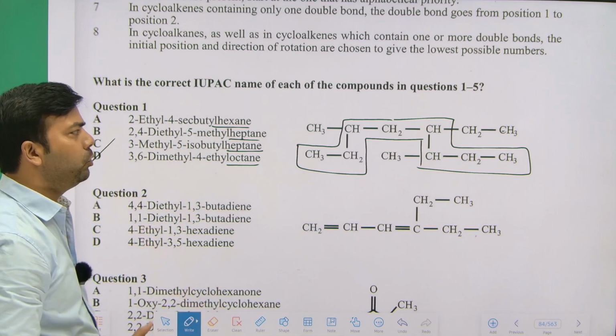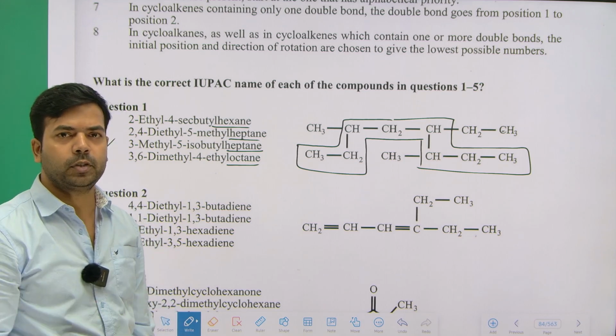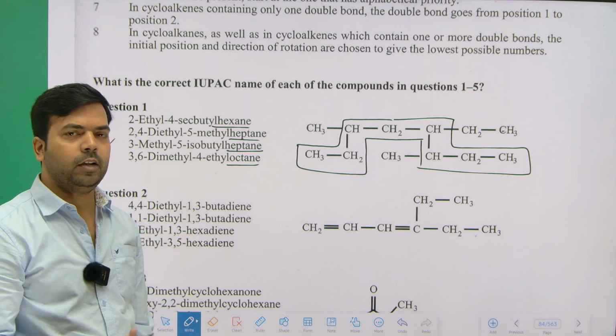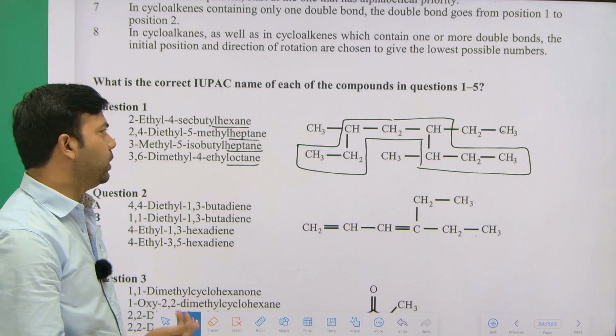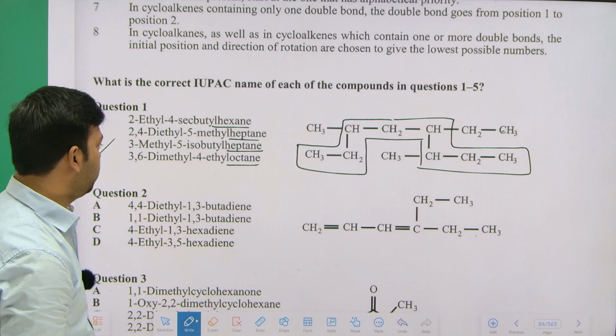No need to write down the entire name of the compound. It will save your time. Okay, always go with the options. If you think something is wrong, then eliminate. And if you think, yeah, it's okay, then move on. Okay, so this is the way to eliminate the options.